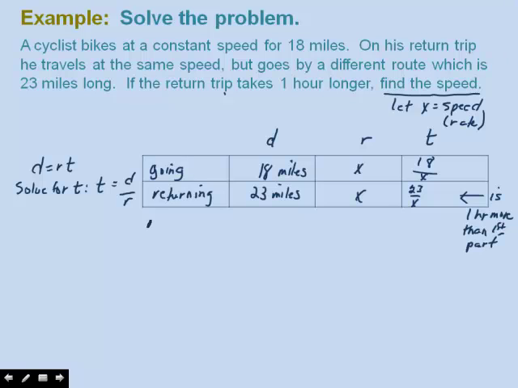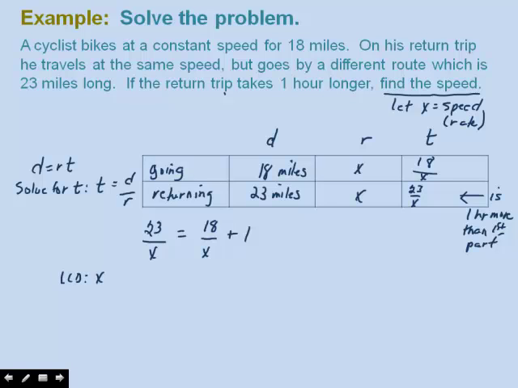We could translate this into an equation. We could say the time for the second part, or the return trip, is 1 more than the time for the trip going. So the time for the trip going was 18 over x. 1 more than that would be that plus 1. And there's our equation.